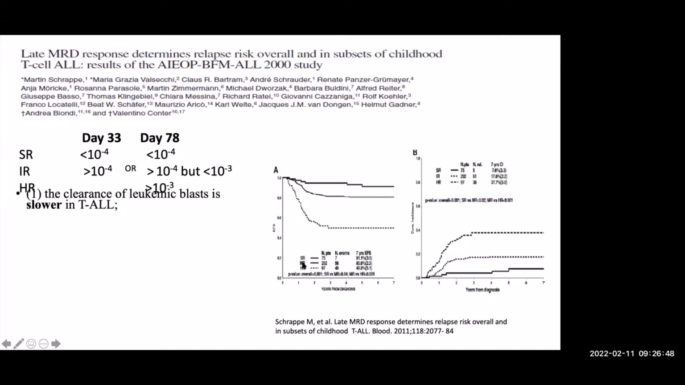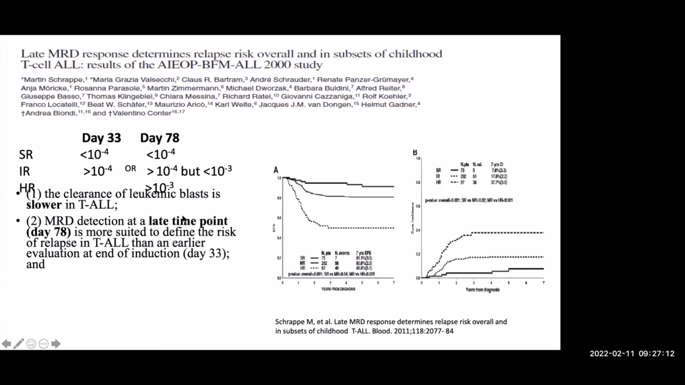So these are the outcomes based on MRD. One can see the patients who had MRD positivity in T-ALL at day 78 have inferior outcomes compared with those who had MRD negativity at day 78. This suggests that the clearance of leukemic blasts is slower in T-cell acute lymphoblastic leukemias, and MRD detection at a later time point, that is day 78, is more suited to define the risk of relapse in T-ALL.